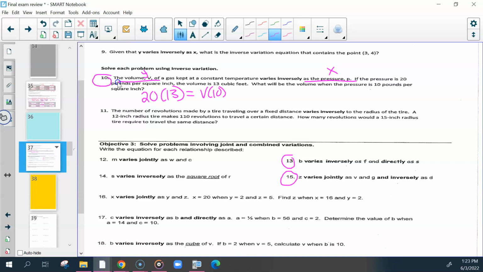So it's like a proportion, but not. It's just an equation. So this would give us 260 equals 10V. And divide both sides by 10 to solve for V. So 26 cubic feet.